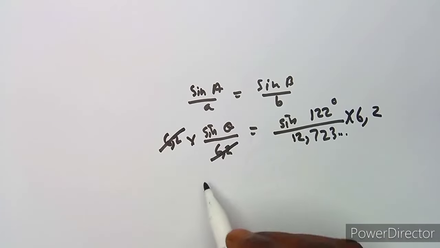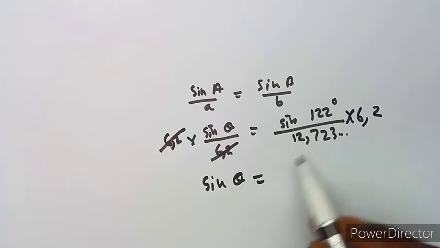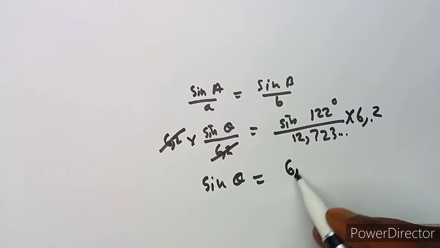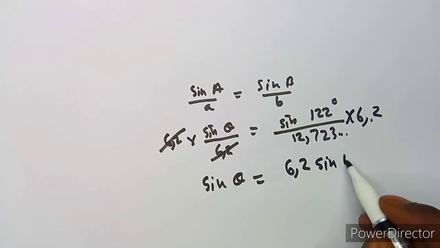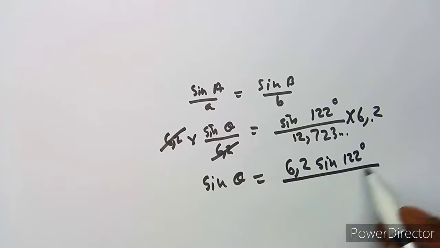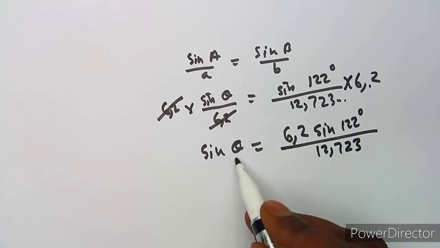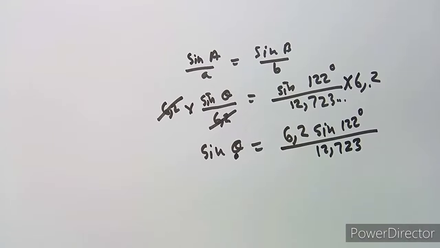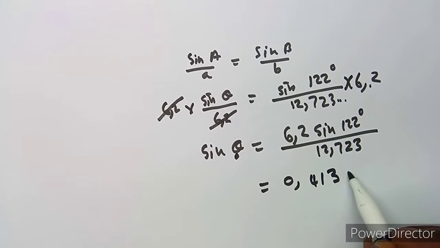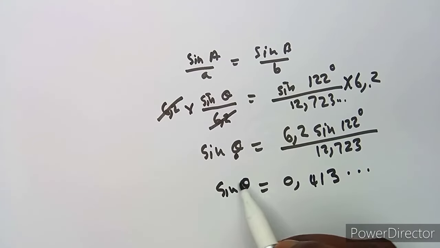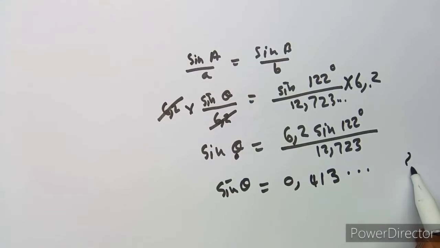The fraction. So sine theta is equivalent to 6,2 times this, which is 6,2 sine 122 degrees over 12,723, something like that. Okay. I want to calculate theta, so I can have this as a decimal. Yes, it's fine, which is going to give me 0,413, something like that, which is equivalent to sine theta. So you write every digit until the last one.